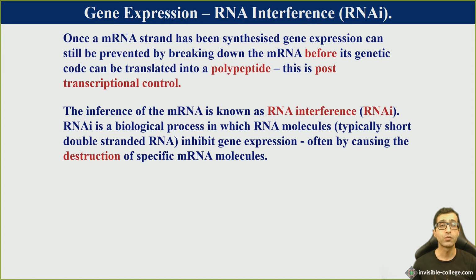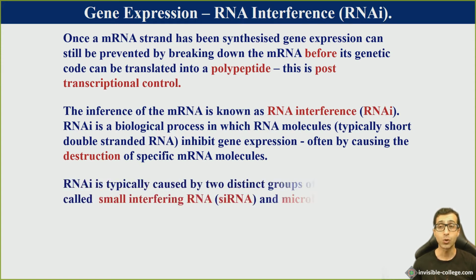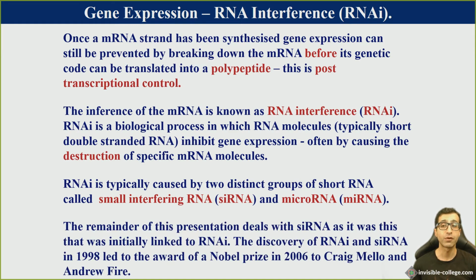RNA interference is typically caused by two distinct groups of short RNA. These are called small interfering RNAs, or siRNA, and microRNA, which is usually abbreviated miRNA. For the remainder of what we're going to talk about here, we're going to deal specifically with siRNA, because it was siRNA that was initially linked to RNA interference. The discovery of RNA interference and siRNA in 1998 led to the award of the Nobel Prize to Mello and Fire in 2006.